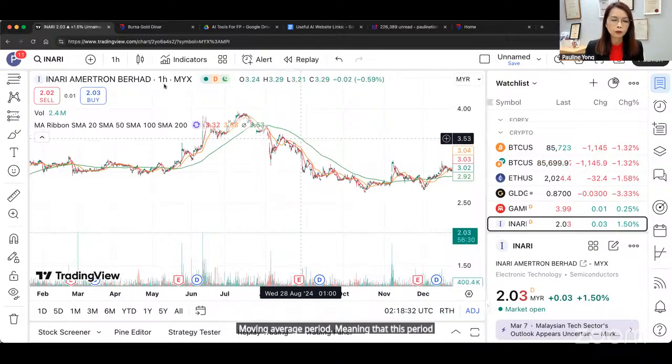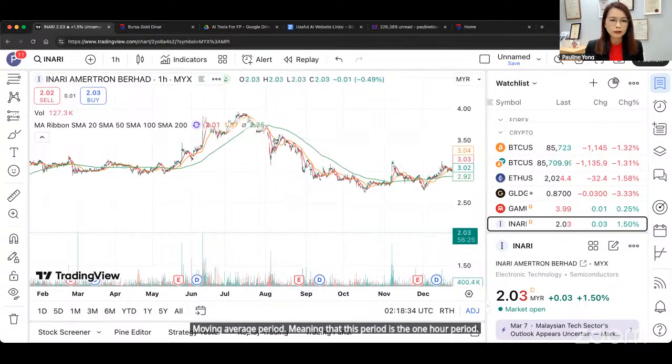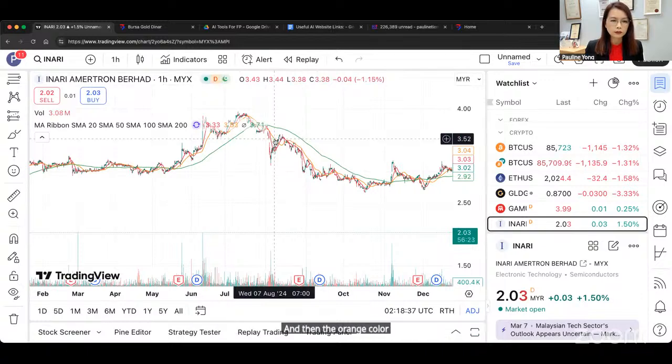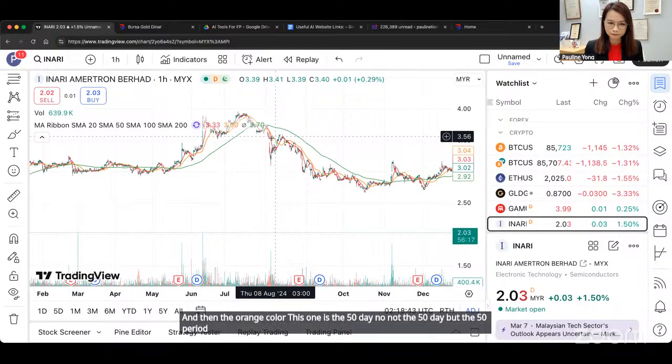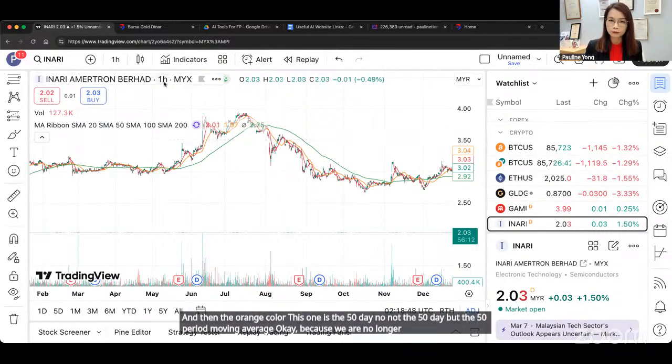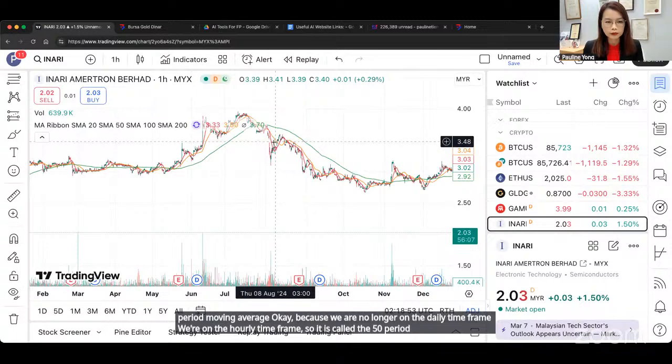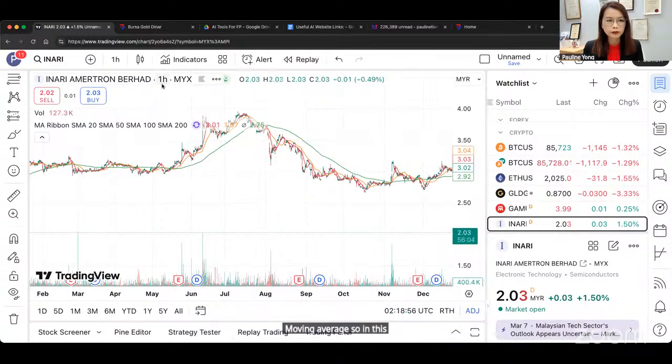period, meaning that this period is the 1 hour period. And then the orange color, this one is the 50-day, no, not the 50-day, but the 50 period moving average. Because we are no longer on a daily time frame, we are on an hourly time frame, so it is called the 50 period moving average. So in this case it will be 50 hours now.